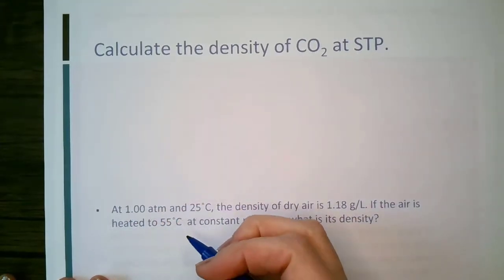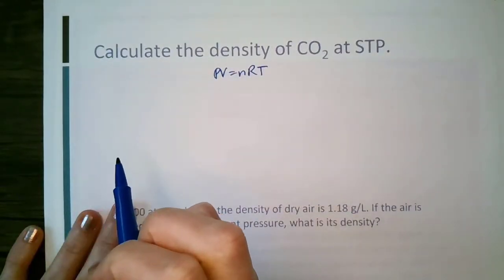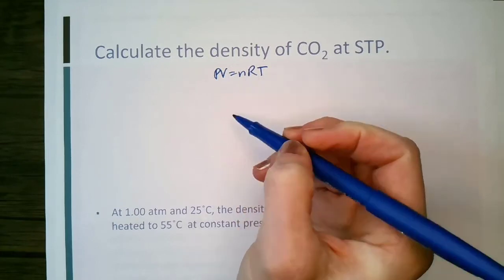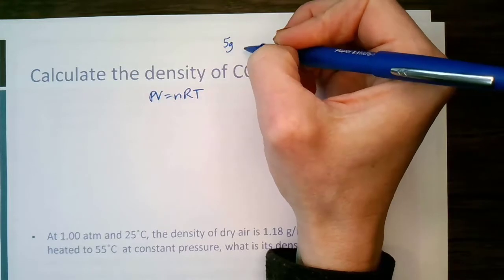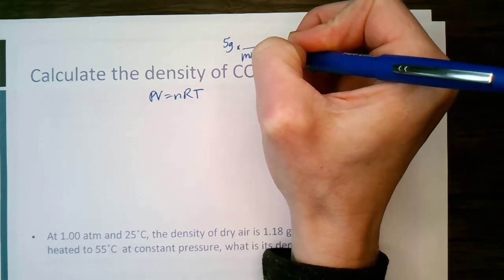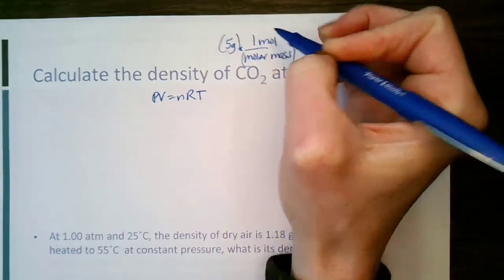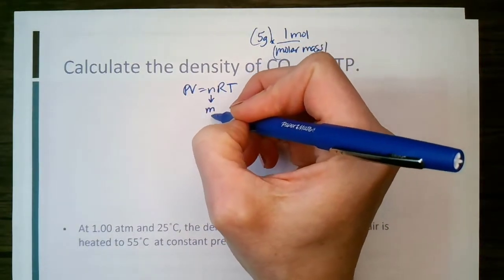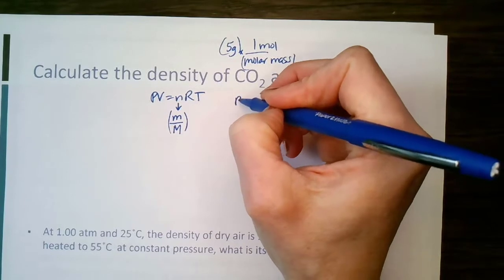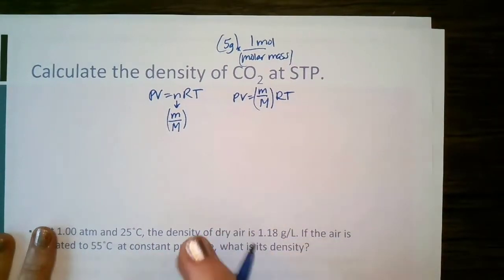Moving on, let's calculate the density of CO2 at standard temperature and pressure. That's STP. So let's think about what we know. We have the ideal gas law equation, PV equals nRT, and we know moles is mass divided by molar mass. If I have 5 grams of CO2, to get to moles I would take 5 times 1 over the molar mass. So mass over molar mass, which I'll denote with a capital M, goes in for n. We can rewrite this as PV equals little m over big M, that's our n, times RT.